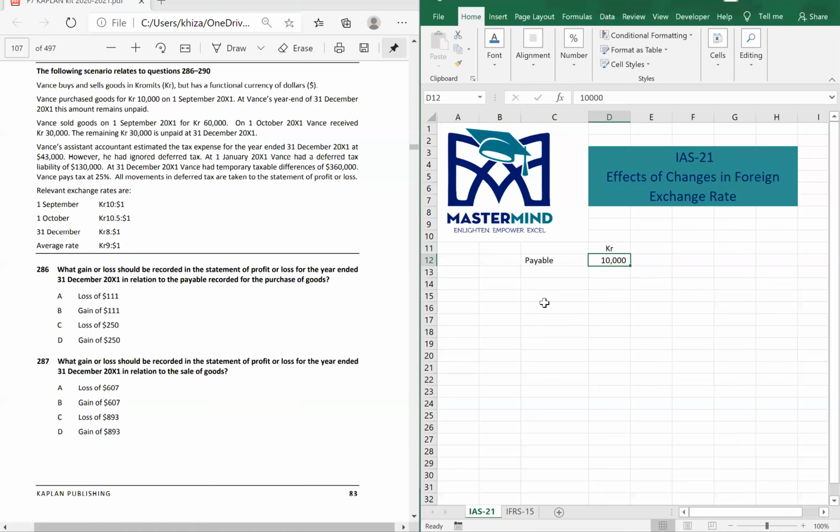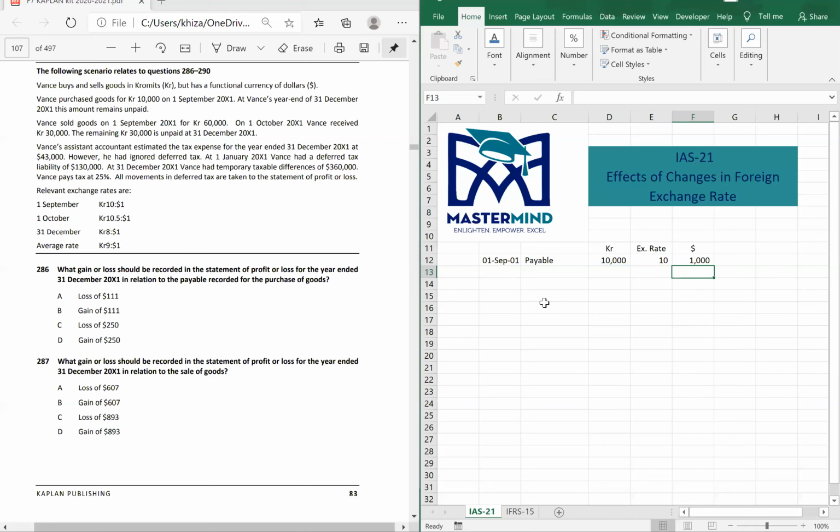First of all, let's convert it on the date it came into existence, and it was 1st September. I'm calling it 2001. It's 20x1, but I'm calling it 2001. So the rate was 10, exchange rate was 10, and your functional currency is dollars, right? So obviously this is a bigger amount. You have $1,000 outstanding as a payable on 1st September 20x1.